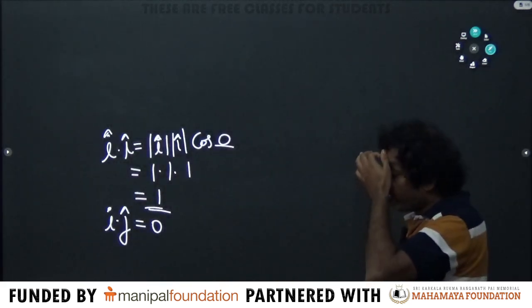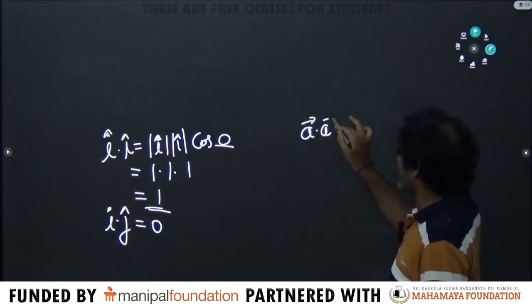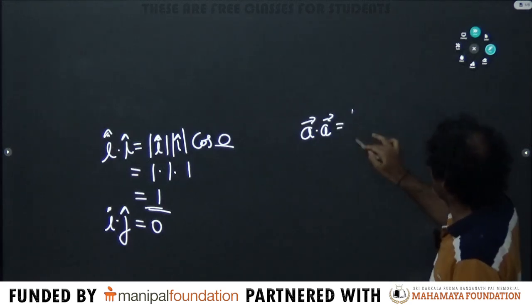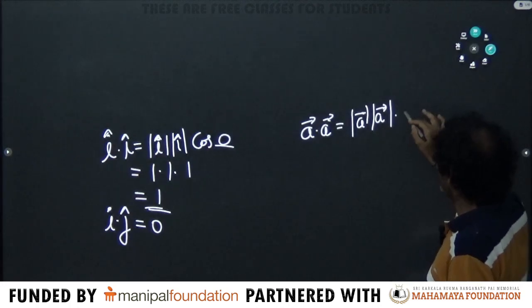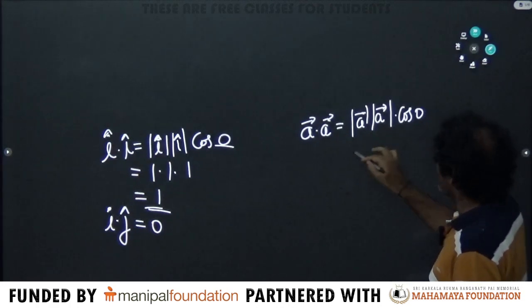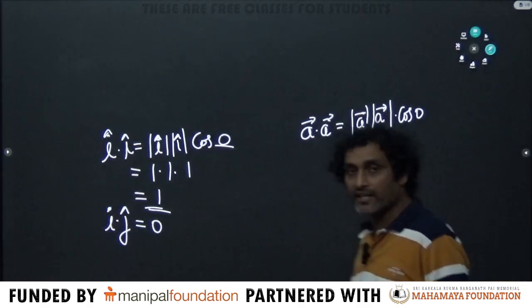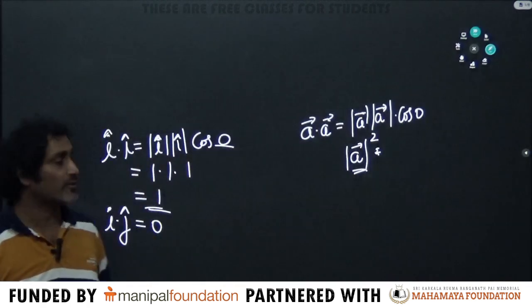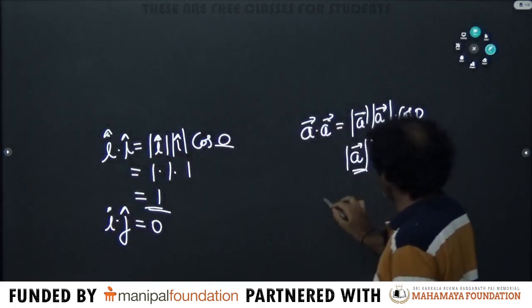This is one story. And another thing: if somebody asks you a vector dot a vector, isn't it magnitude A times magnitude A, and the angle between A and A is 0? cos 0 is 1, so it will simply become magnitude A squared. This is a note, you should know it. Is that okay?